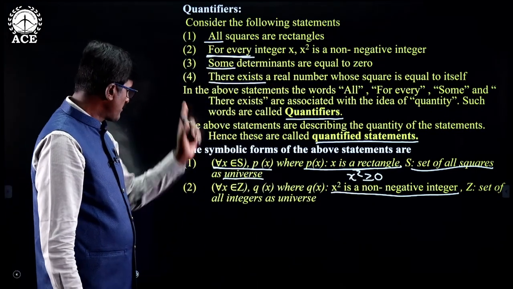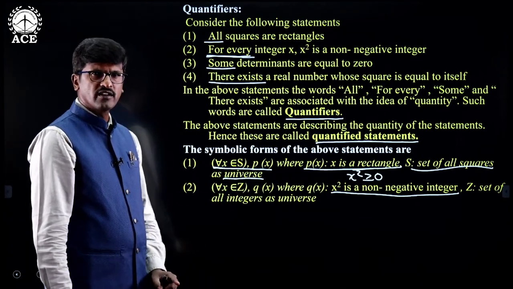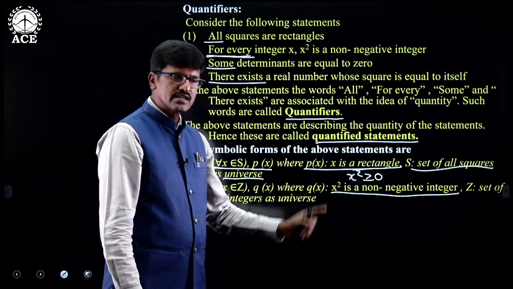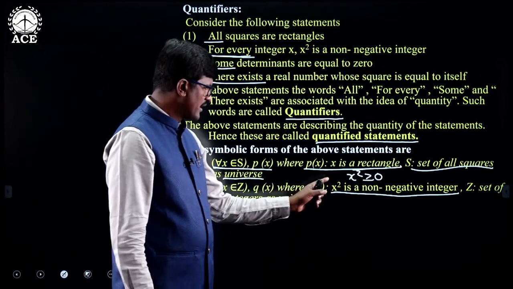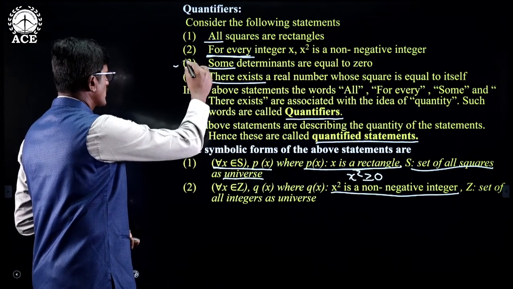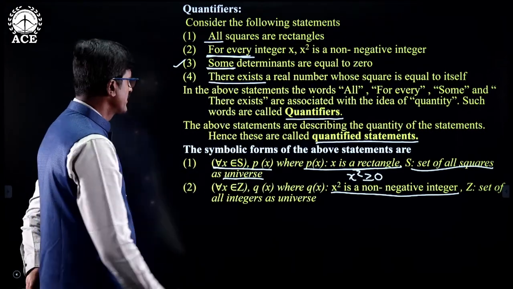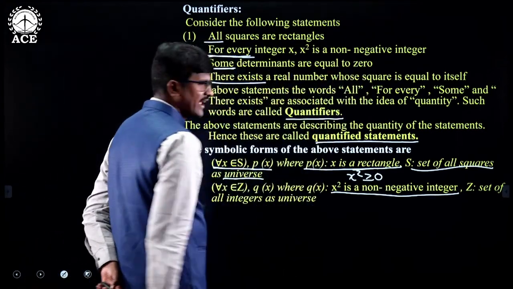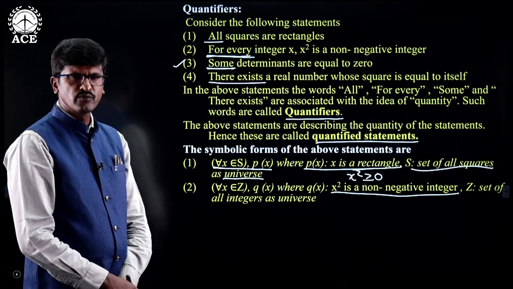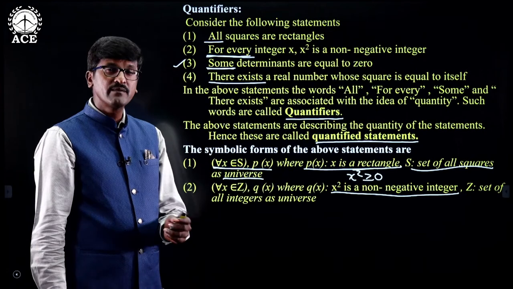So in the example, we have a universal quantifier and a universe that is the set of all real numbers, and the open statement Q of x, which is nothing but x square is a non-negative integer. Now, if you look at the third example, "some" is the existential quantifier. Therefore, this statement is called an existential quantified statement. Some determinants are equal to 0. Some is the existential quantifier and determinants are equal to 0.